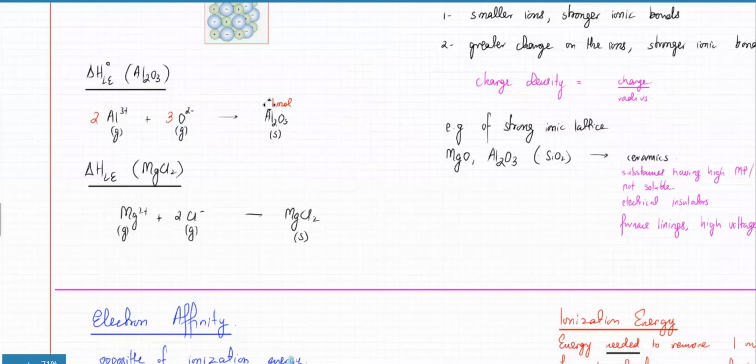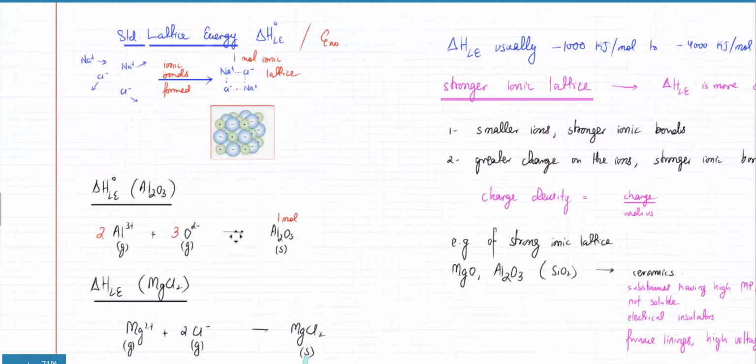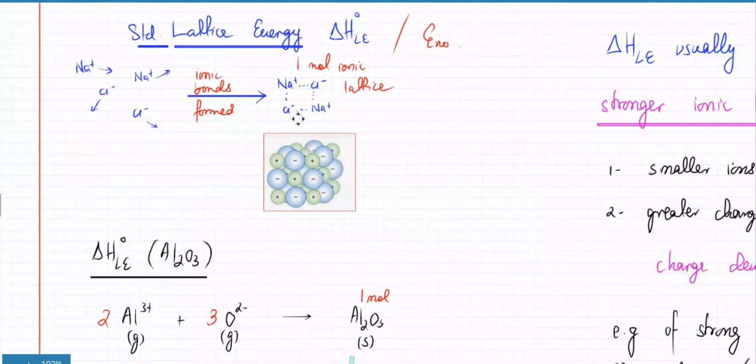It's the energy that is released when 1 mole of ionic lattice is formed from its gaseous ions. So your gaseous ions, they would join up and they would form 1 mole of ionic lattice. So that energy that is released, that is your lattice energy. And this value had some significance. What it would do is that it would give you an idea of how strong the lattice is.